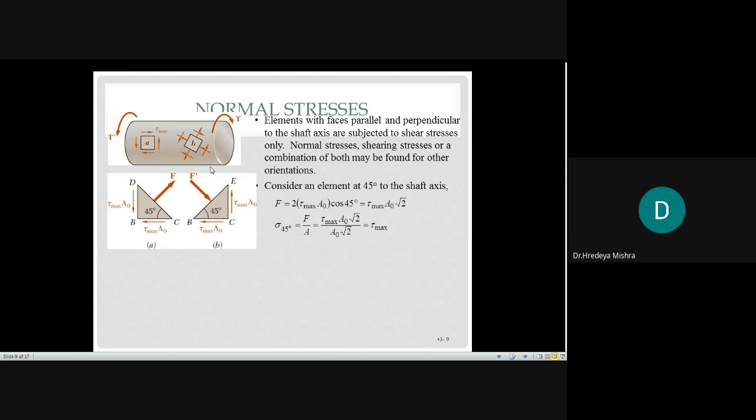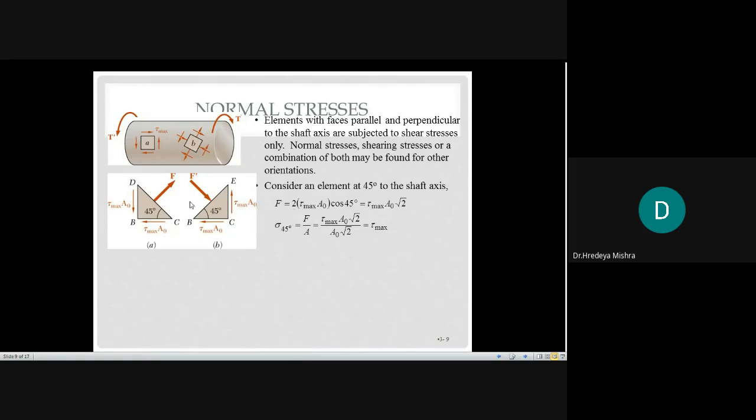See here, A naught is the initial cross-sectional area, and here we get the tau max. A force F is applied; this is the compressive force and this is the tensile force. This force is outward, this force is inward, and here we get the normal stresses and the shear stresses. So how do we consider this? Consider an element at 45 degrees to the shaft axis.